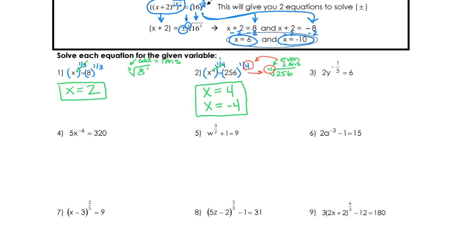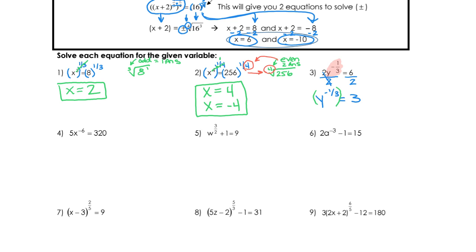All right. Next one, a little bit more complicated. And we're going to have to notice something, that this negative 1/3 is only on the y. Okay. Because 2y isn't grouped in parentheses. So it's not on the 2, which means we're going to have to isolate this y raised to the negative 1/3 before we can use our reciprocal power. Okay, so we're going to go ahead and divide by 2. All right, and we end up with y to the negative 1/3 equals 6 divided by 2, which is 3.